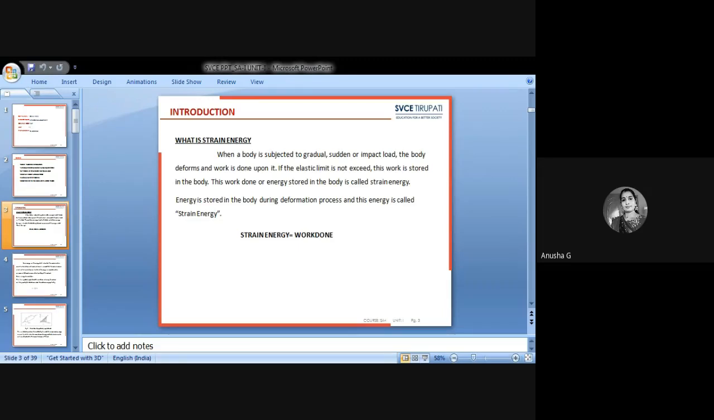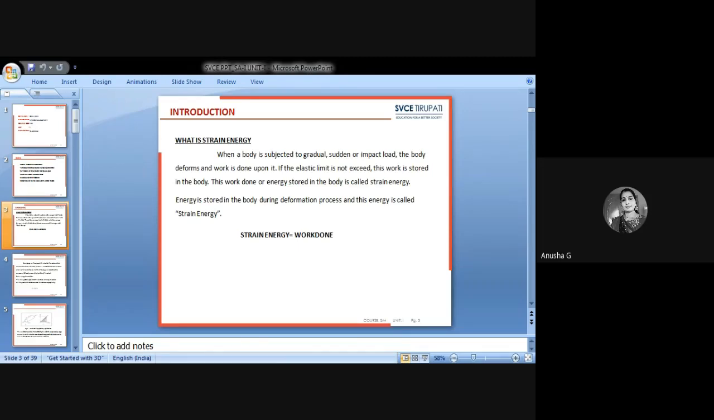Again, we'll see what is meant by resilience. Resilience is nothing but the energy which is stored within the elastic limit. What is meant by resilience is the energy which is stored within the elastic limit, and it is denoted by U. That is, strain energy is denoted as U.